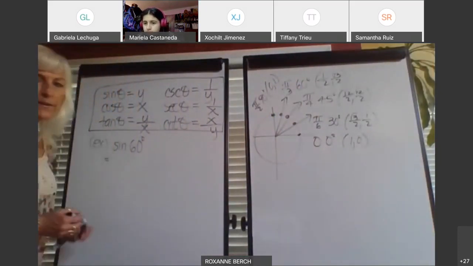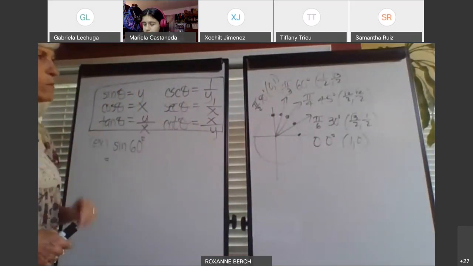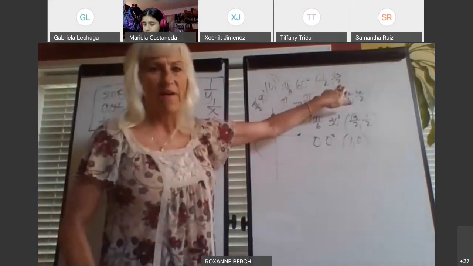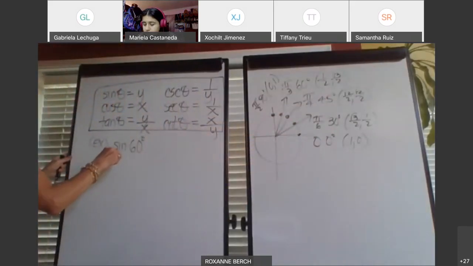Okay, so back over here, if you used your hand, what would be the sine of 60 degrees? It would be the y value, right? So it would be radical 3 over 2.